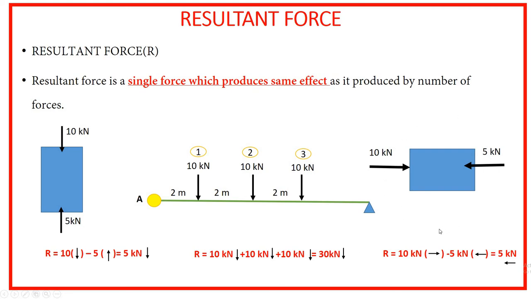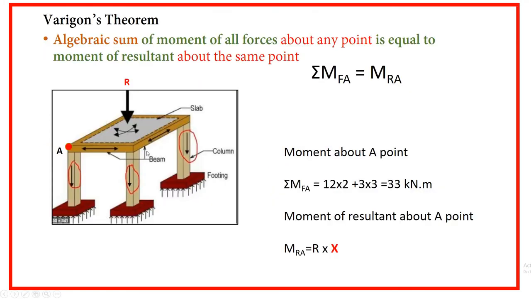Now consider case 3. For this case, 10 kilonewton in the right direction, 5 kilonewton in the left side, right? So 10 minus 5 kilonewton, toward the right, right? So you can say the resultant is a single force and it produces the same effect as that produced by a number of forces, right? Now let's see another example.